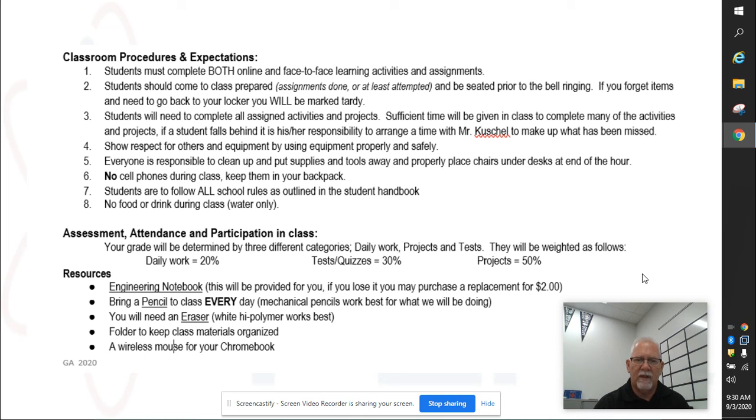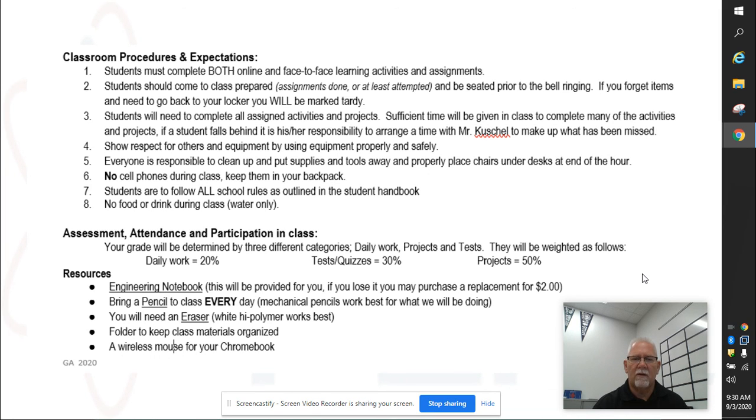Okay. Resources, things you'll need. An engineering notebook. I will give this to you. If you lose it, you can purchase a replacement for $2. Please bring a pencil to class every day. I believe that a mechanical pencil works the best. However, if you like the traditional pencils, I do have a pencil grinder in the classroom that you can use, but mechanical pencils work so much better because then you're not always having to sharpen your pencil. And it's hard to make good, accurate sketches if you have a dull pencil.